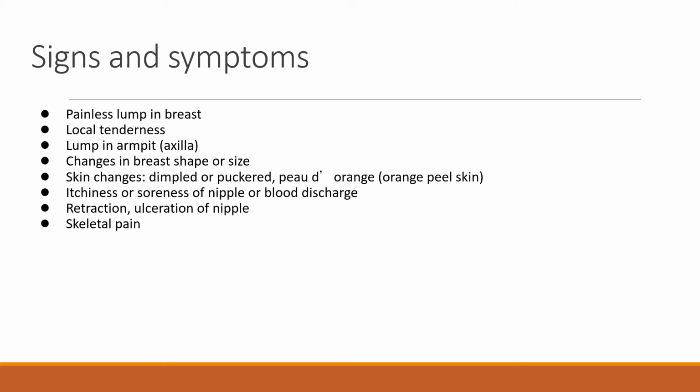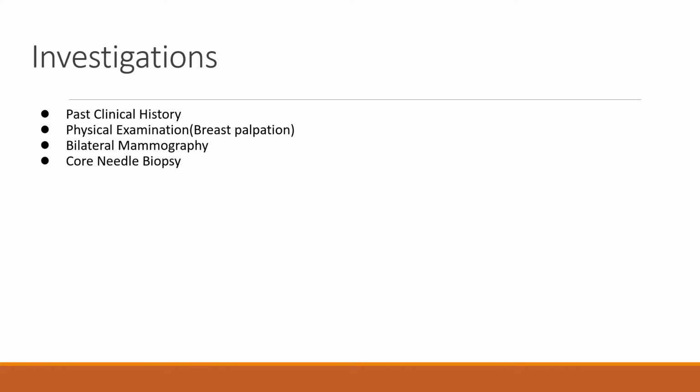For breast cancer, the following are the signs and symptoms: painless lump in the breast, no cold tenderness, lump in the armpit, changes in breast shape or size, skin changes, dimple or puckering, orange peel skin, itchiness or soreness of the nipple, or breast discharge, etc. But in this case, our patient only has a painless lump in the breast as a symptom.